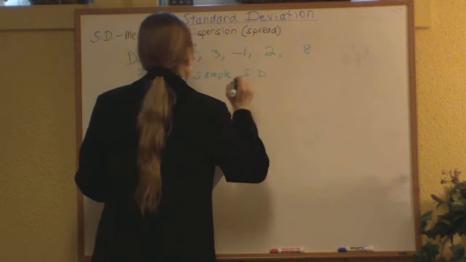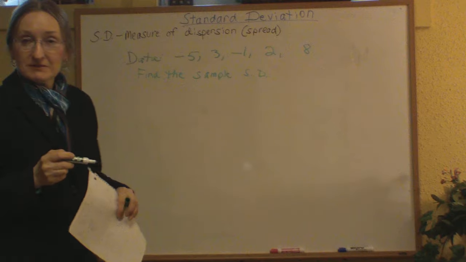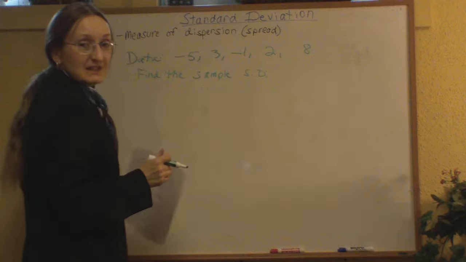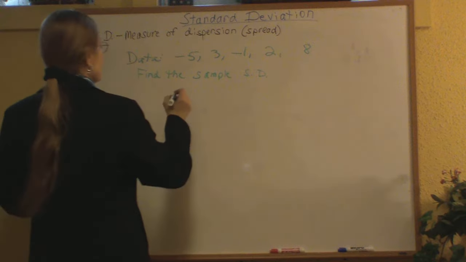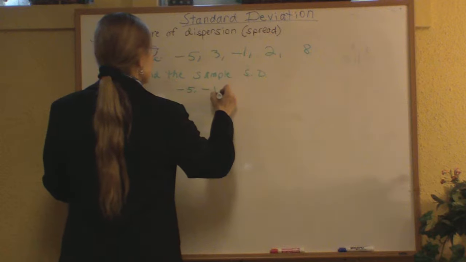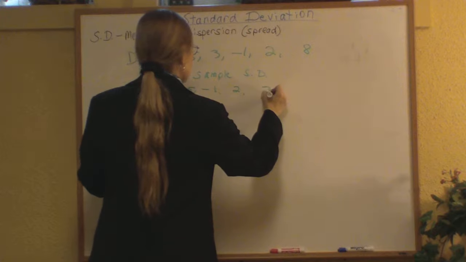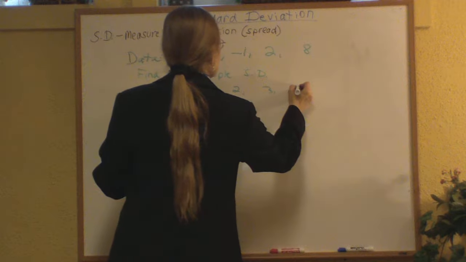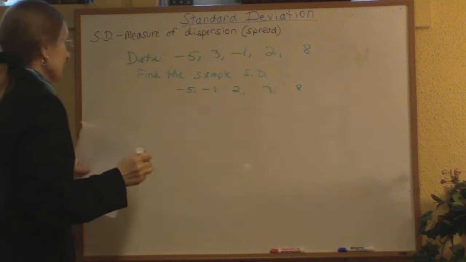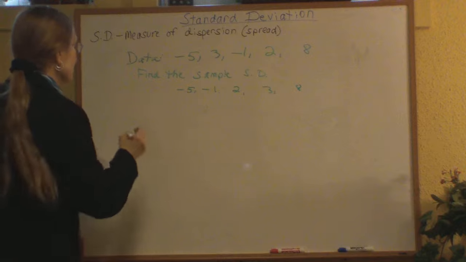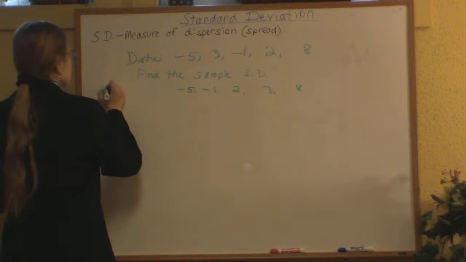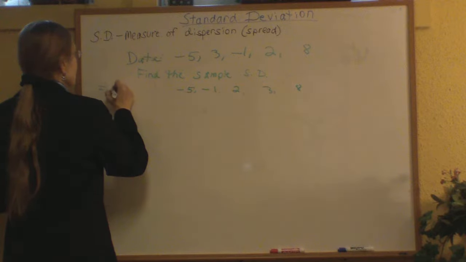standard deviation. Okay. The first thing I would do would be to rearrange all of these scores, all of these integers in the correct order. So let's rearrange this as -5, -1, 2, 3, and 8. Okay. Once we have it in order, let's now compute the mean. So, step 1, arrange in order.